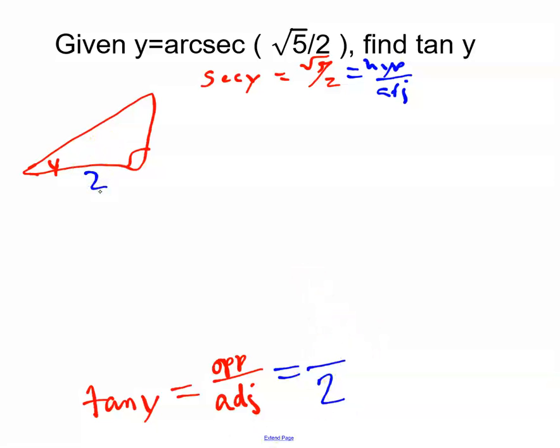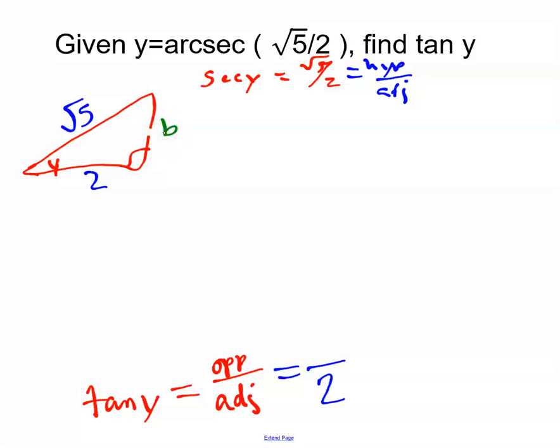The adjacent side is 2. It doesn't tell me, however, what my opposite side is, which is what I need to find my tangent, but I do know my hypotenuse is square root of 5. That information is actually enough to figure out that opposite side. Because it's a right triangle and I know two sides, hopefully what's popping in your head right now is the Pythagorean theorem. So I can find that opposite side. I'll just call it B.